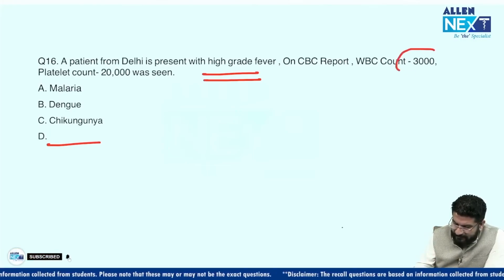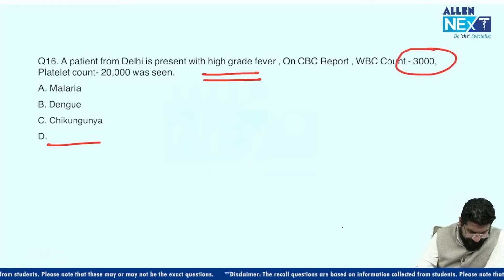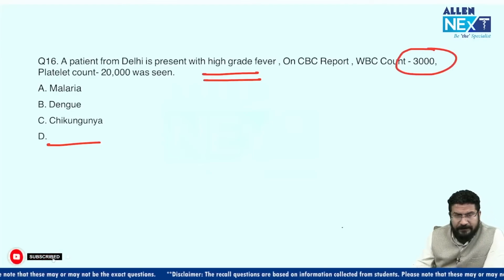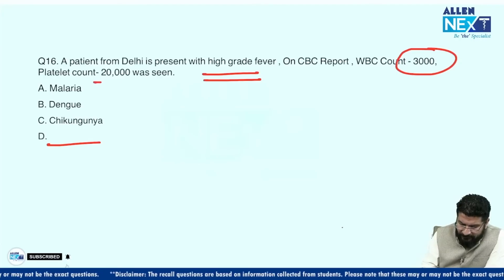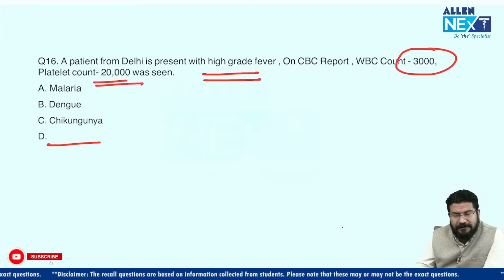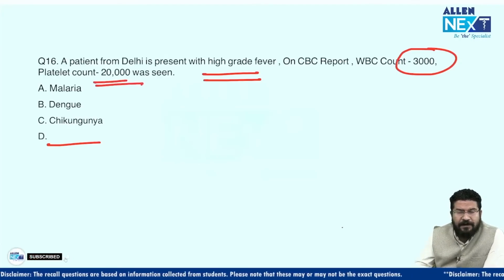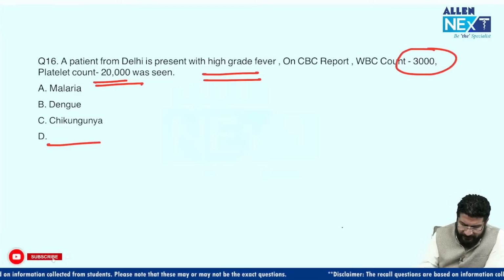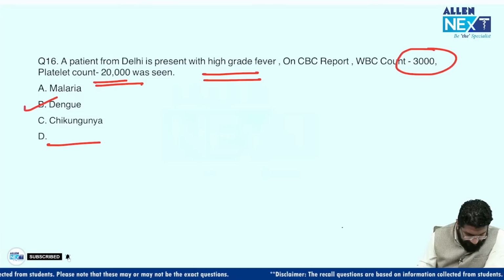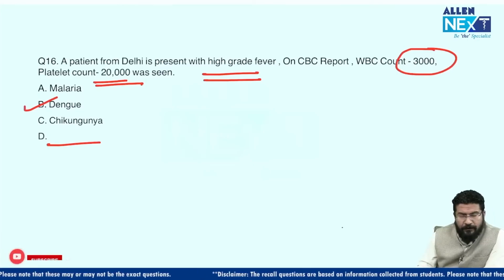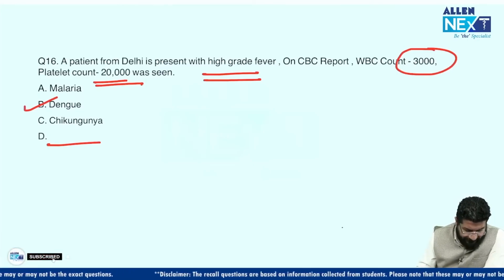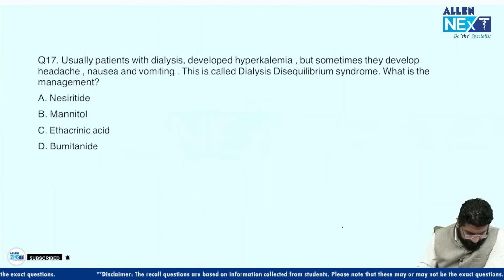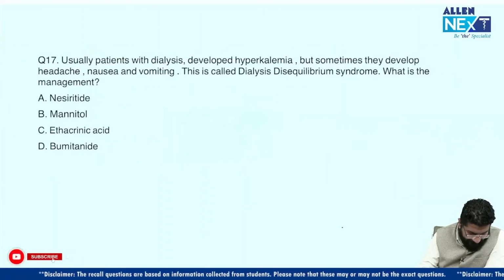So CBC report, WBC count. In CBC, what we can see is WBC count is 3000, platelet count is 20,000. So what could be the diagnosis? Understand this, when nothing else is mentioned, they are talking about thrombocytopenia and high fever. This is the classical presentation that we see in a patient of dengue. Okay, if some of you know the full question, you can give your input so we can rectify the question later on. Am I clear?